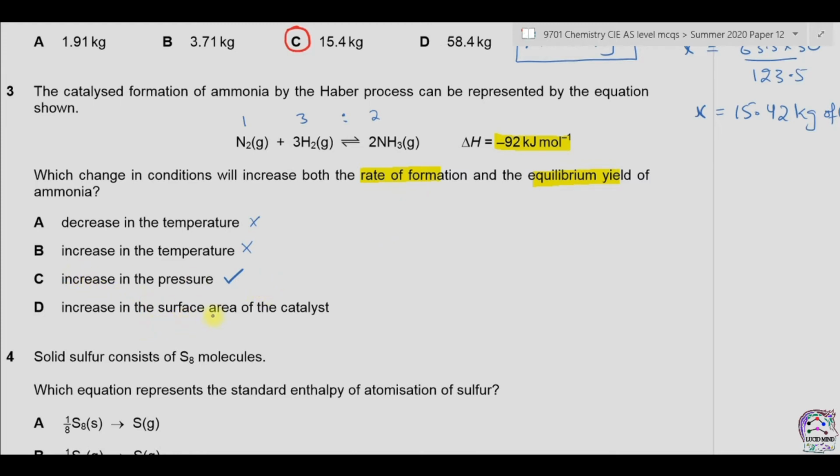D says increase in the surface area of the catalyst. Now increasing the surface area of the catalyst does not increase the equilibrium yield, it only increases the rate of formation. So the only option is C.